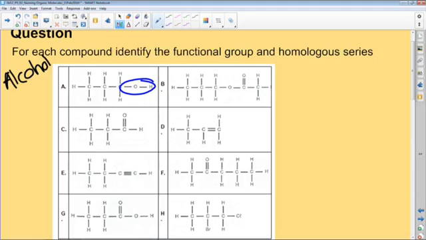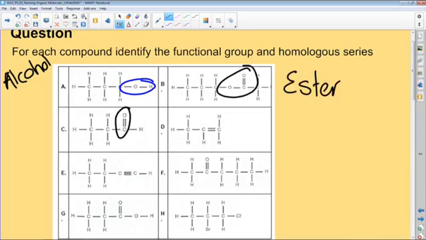Okay, now the next one is over here. This there is my functional group, and that makes this an ester. Okay, so there we've got an ester. Over here, we have a double bond to an oxygen. Now remember, we have a choice here. It's either a ketone or an aldehyde. And because it sits in the middle of the chain, that makes it a ketone. All right, so there's my ketone.